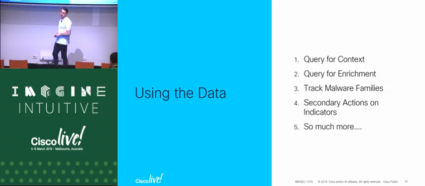We can query for enrichment. So give me things that are associated with this. Right? So give me IPs that this domain's been associated with. We can query for ThreatGrid and add that enrichment. We can track malware families. Right? I mentioned we have behavioral indicators. We have around 300 something that are for malware-specific families. As a result, we can really dig in and pull out indicators and track what those things are doing over time. We can take secondary actions on indicators.